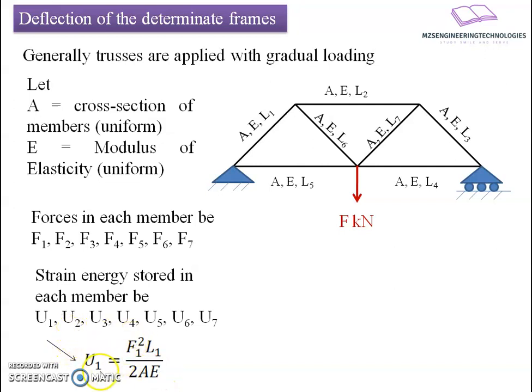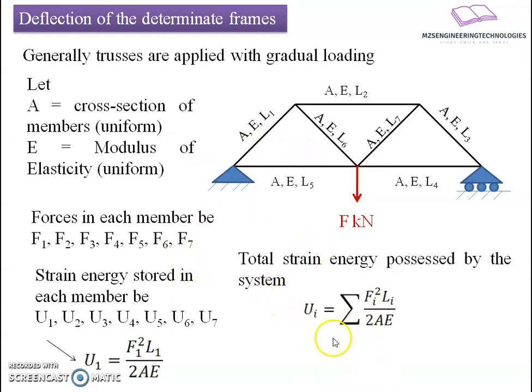Similarly, if I want to write U2, I will write U2 equals F2 square L2 divided by 2 AE. Likewise, I can write individual equations for finding the individual strain energy stored by each member. If I want to write the equation for the total system, then I can write U equals summation of Fi whole square Li divided by 2 AE. Here Fi indicates the force in the ith member under consideration, and Li indicates the ith length under consideration, divided by 2 AE, where AE is the axial rigidity.